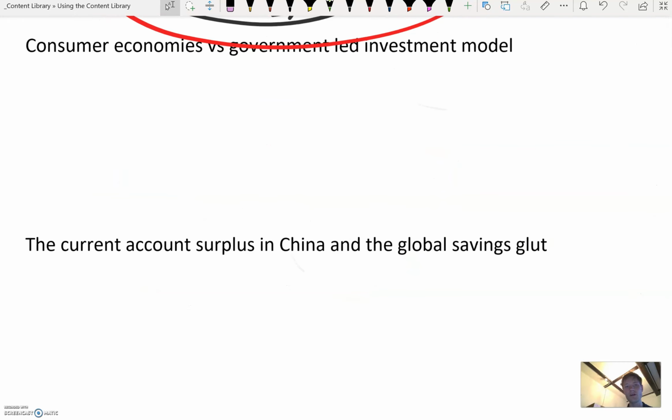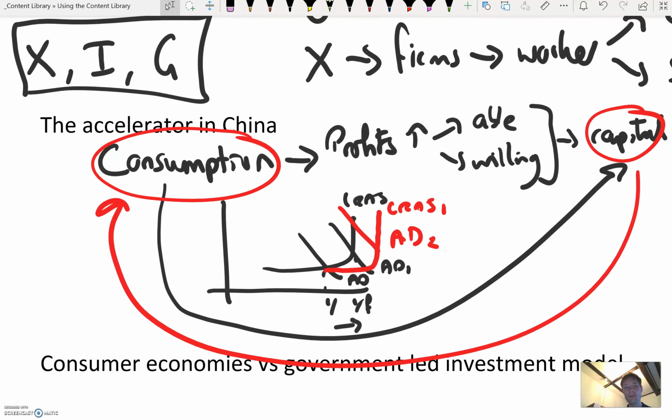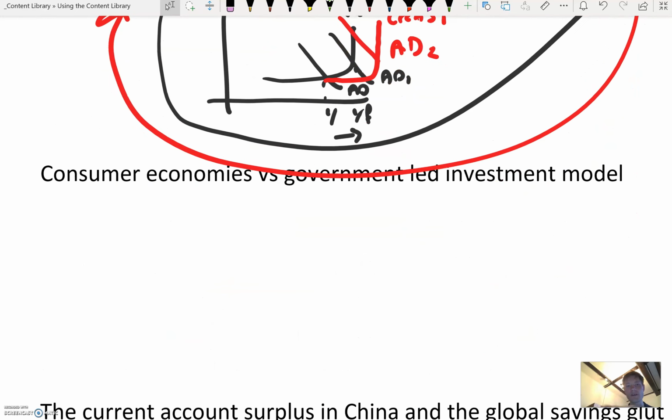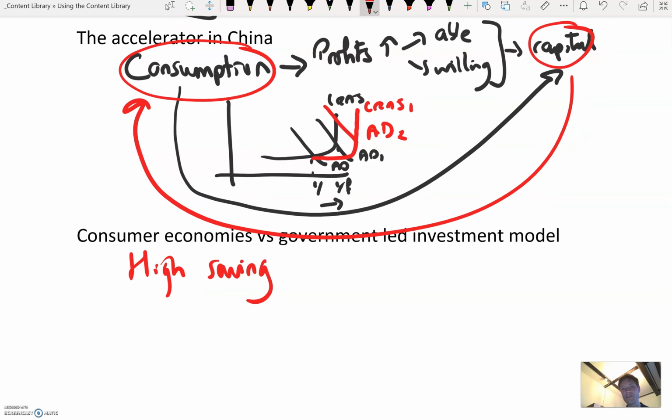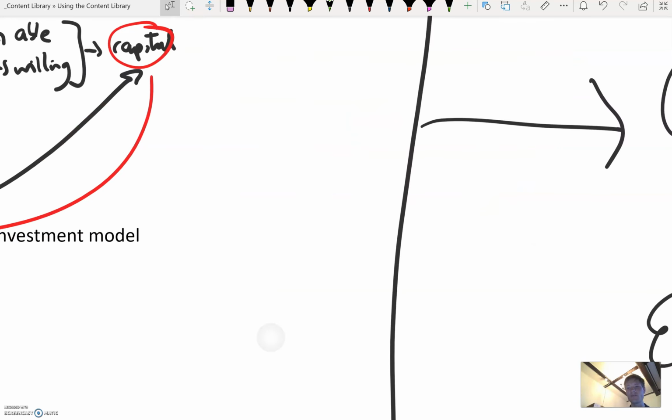However, in our government-led investment model, there's a bit of a problem, because we know that if we have high savings, and in China the savings are very high, then you're not going to get this accelerator effect. The accelerator effect in China is going to be low. But what you do get is a large pool of savings within banks. And banks can take these, and the government can then take those and invest them instead of the private sector. That's the government-led investment model.